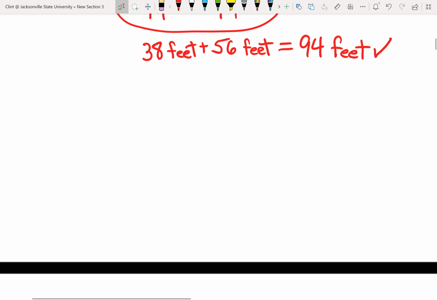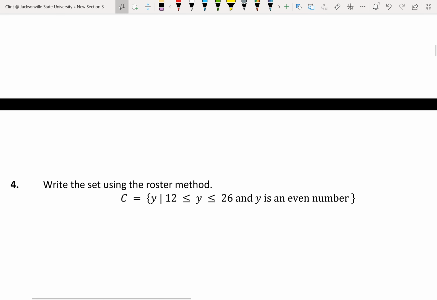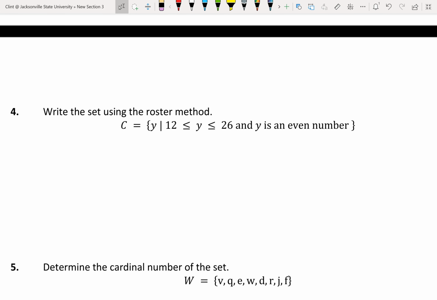Okay, on to number 4. Number 4 says write the set using the roster method. The roster method is where we list out all the elements. So we're still going to call it set C. And then we've got to have the curly brackets. Okay, so C equals our open curly bracket.